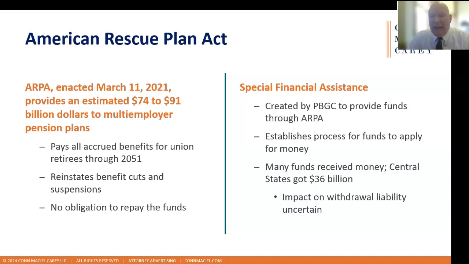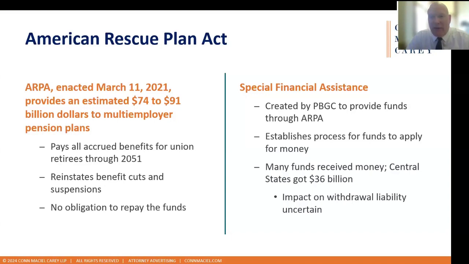They had to reinstate any benefits that were cut previously or any suspended benefits. So it got jacked up and then put the bill on the American Treasury with no obligation to repay these funds. So the Pension Benefit Guaranty Corporation was charged with enacting this, and they came up with this special financial assistance program, which would establish the process to apply for these funds.